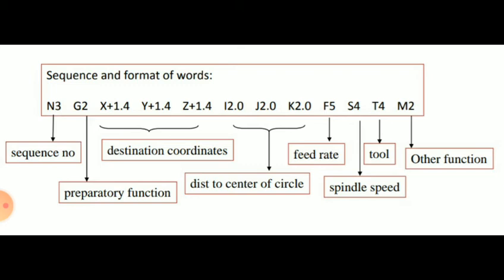So F indicates the feed. Then S4 means it is a spindle speed. T4 is a tool, meaning tool number 4 is used for that particular operation. M2 means it is other functions. So this is the sequence and format of words. This is required in part programming, and this sequence is to be followed.